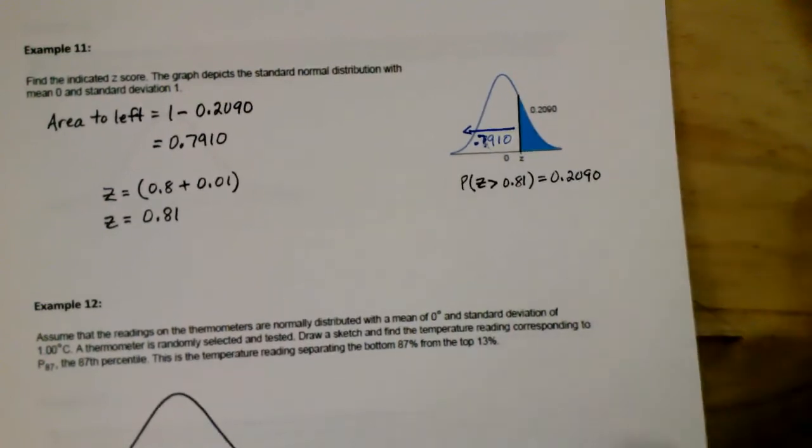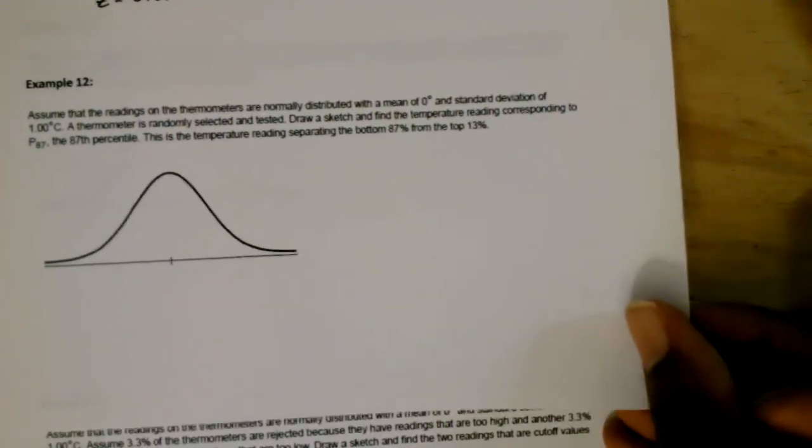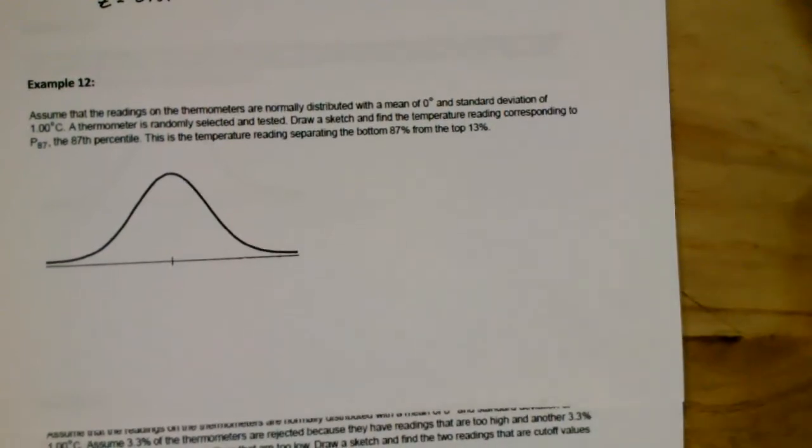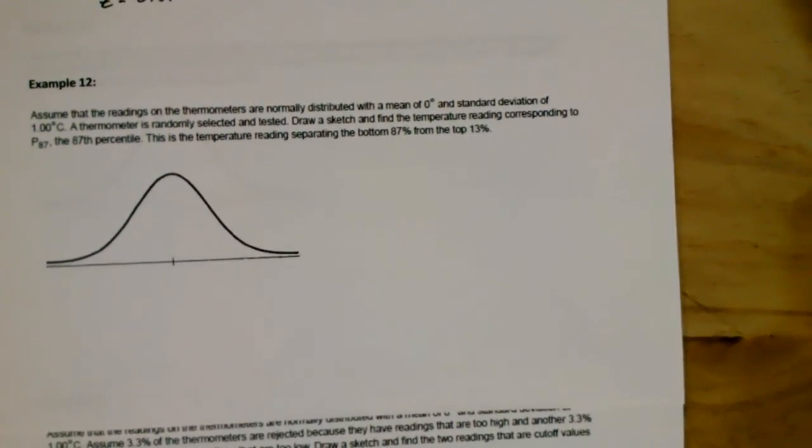All right. Now, next we'll look at this one. It's just dealing with a mean of 0 and a standard deviation of 1. Assume that the readings on the temperatures are normally distributed with a mean of 0 and a standard deviation of 1.00 degrees Celsius. A thermometer is randomly selected and tested. Draw a sketch and find the temperature reading corresponding to P87, which is the 87th percentile. This is the temperature reading separating the bottom 87% from the top 13%.